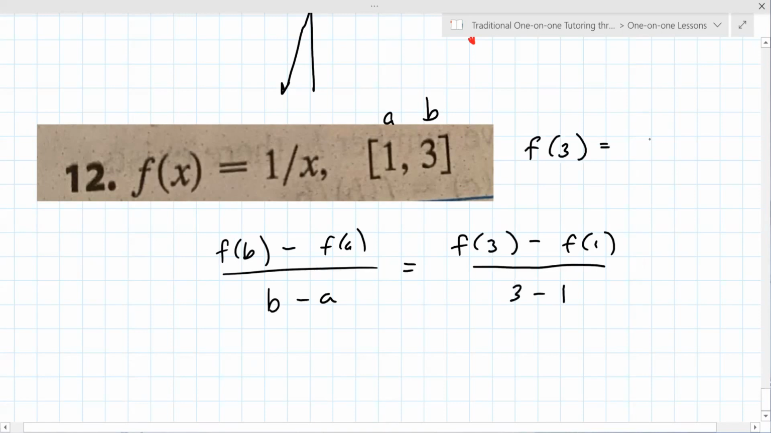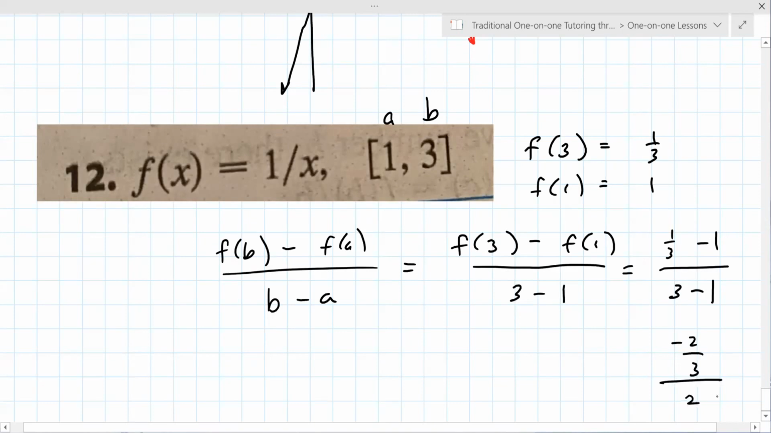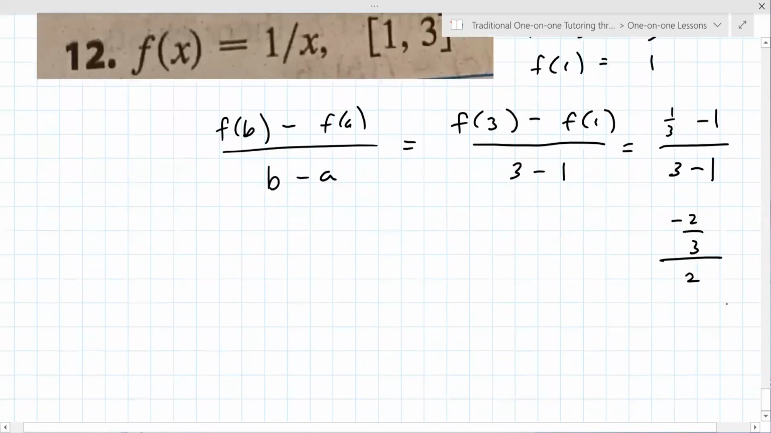F of 3 is 1/3. F of 1 is 1 over 1. So we can substitute those in. 1/3 minus 1 over 3 minus 1. Okay. The numerator is minus 2/3. The denominator is 2. So you can multiply the top and bottom by 1/2, and you end up getting a negative 1/3. But that's only part 1.